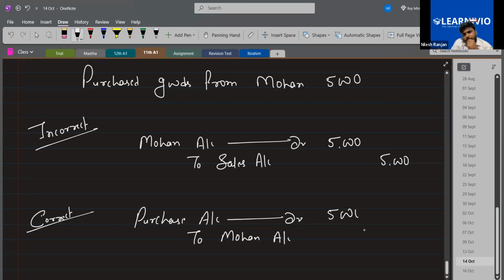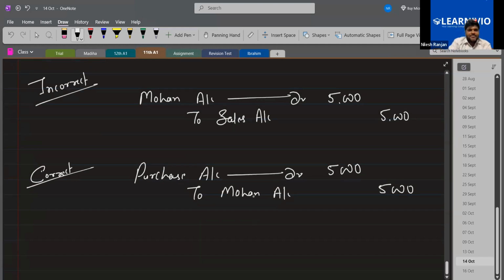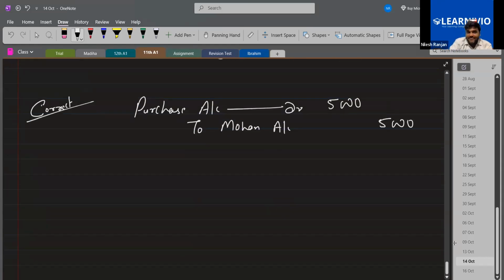Now tell me, is there any account which is on the same side in the incorrect one or the correct one? Mohan, sir. Mohan is on the same side. No, sir. I thought you were asking about the same account name. Okay. So what to do in this situation? That's why I have taken this example.